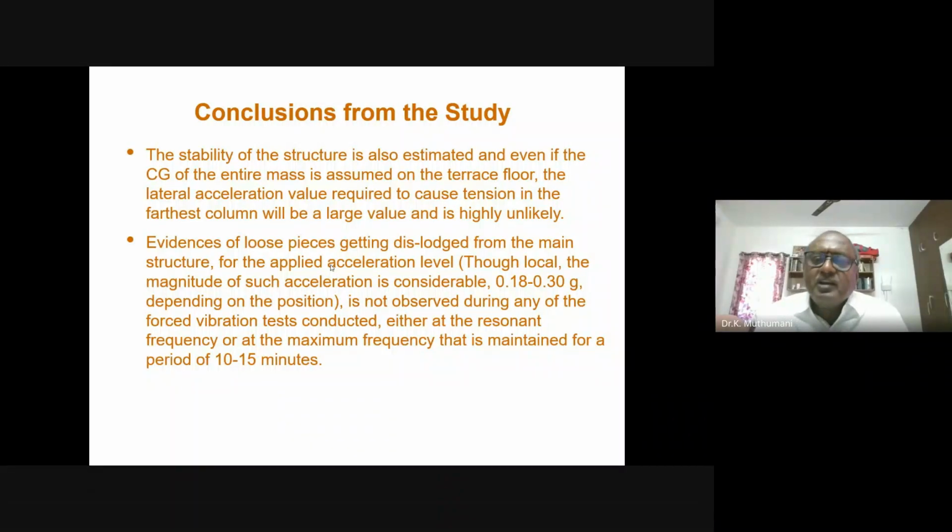The acceleration we have considered is very high, and we have also maintained that kind of high acceleration for a long time. So we say that, for seismic events, it is very safe.